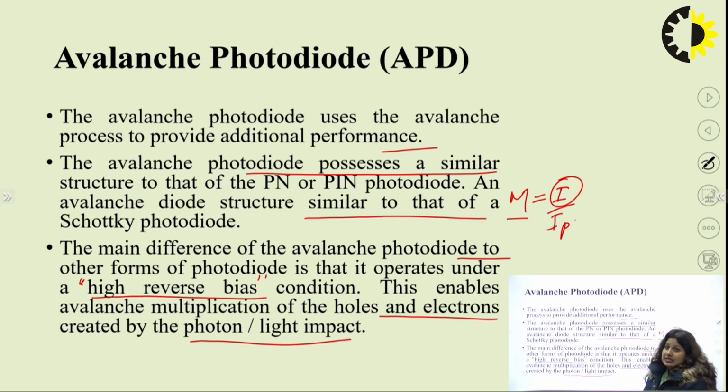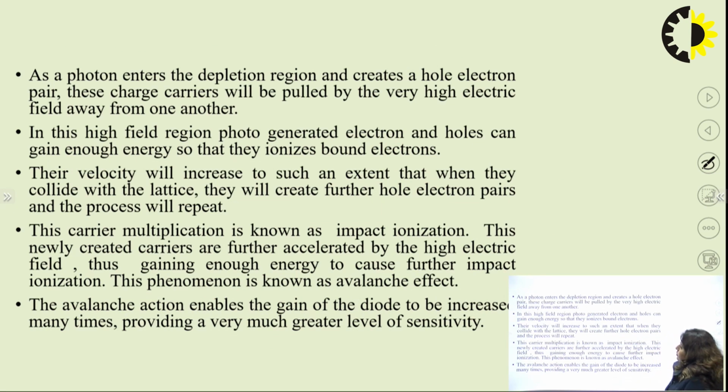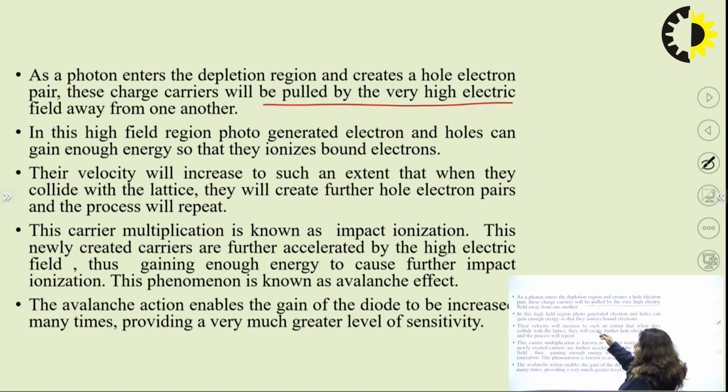Here there is a term called impact ionization. Impact ionization is basically one electron hole pair hitting and creating another electron hole pair, and then these electron hole pairs hit others and create more electron hole pairs. This process is called impact ionization. Carrier hitting is basically the concept behind impact ionization. As a photon enters the depletion region and creates an electron hole pair, these charge carriers will be pulled away from one another by the very high electric field.